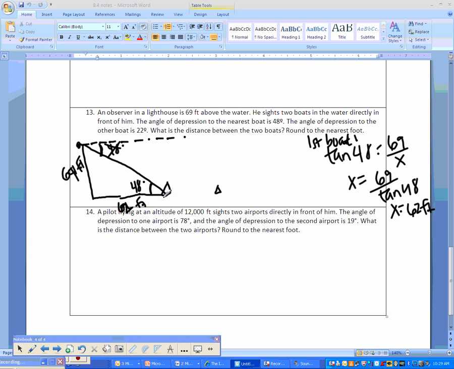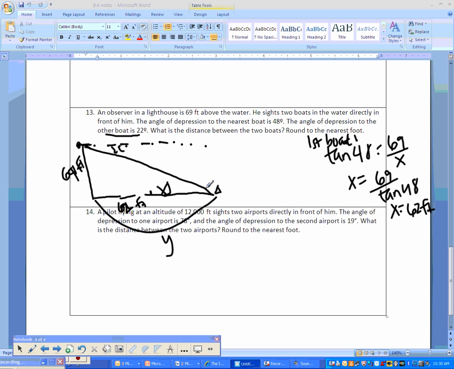Okay, we're not done with this problem though, because now I want to know how far away the second boat is. So I'm going to erase some of this information that we needed for the first problem. We figured out the first boat is 62 feet away. Now to find how far away the second boat is, we read the directions again, and this time it says the angle of depression is 22 degrees, which makes sense, since it's farther away, your angle of depression is going to be smaller. So this time we have 22 degrees here, and we want to know how far this is. I'm going to call this y, the distance to the next boat. So if 22 degrees is here, that means 22 degrees is going to be here.